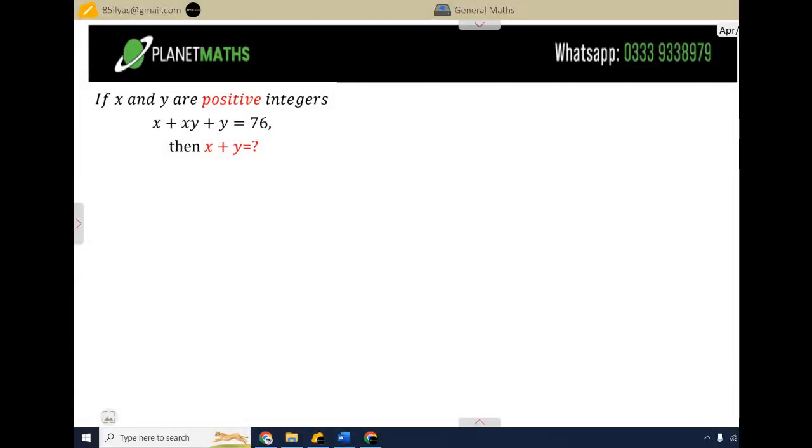Today we will solve a very interesting question which is equally famous in India and Pakistan. So let's start it. We have: if x and y are positive integers, and xy plus x plus y is equal to 76, then you have to find the value of x plus y.